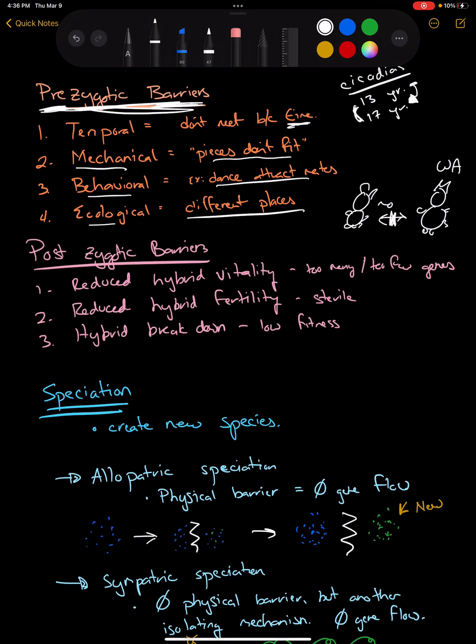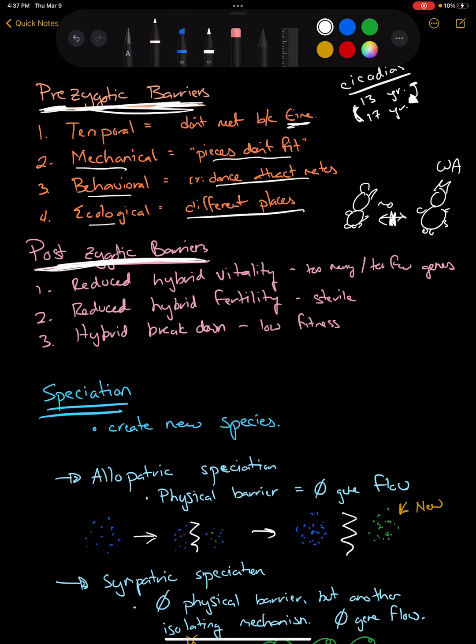A post-zygotic barrier is when your organisms have sex, but after they have sex, that offspring has some issues, and normally that comes back down to diploid number, because organisms have a different diploid number than if they do mate with somebody else and get a fertilized offspring. That offspring isn't going to be okay because of the chromosome number differences.